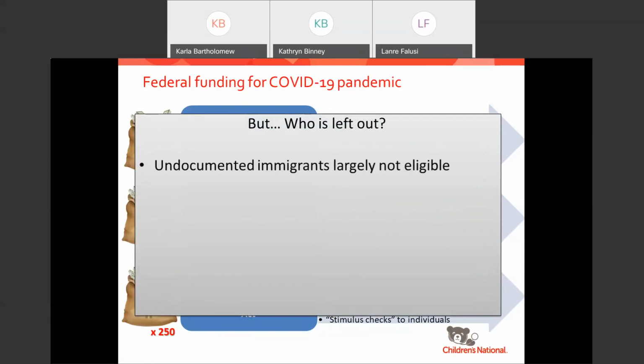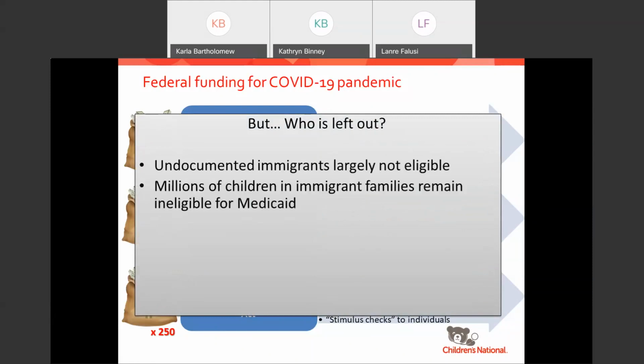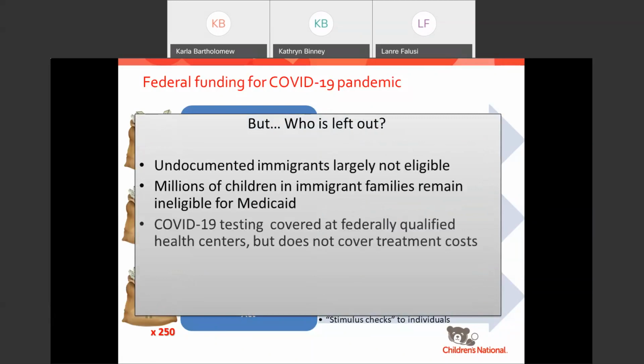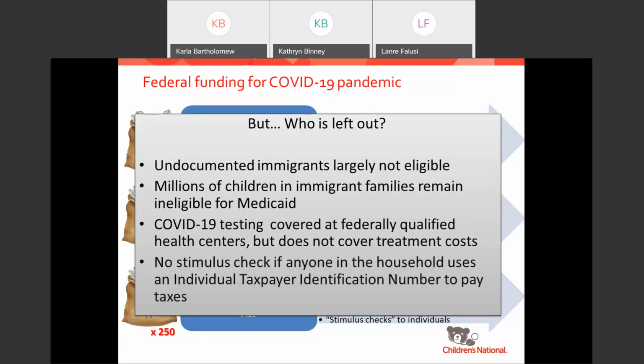And the reality is undocumented immigrants largely are not eligible for this relief. Even millions of children in immigrant families are still ineligible for Medicaid. Medicaid and Medicare is where a lot of this funding for healthcare is coming through with these stimulus bills. COVID-19 testing is covered through these bills at federally qualified health centers, which is great, but treatment costs are not covered. And then finally, these stimulus checks that everyone is waiting for.